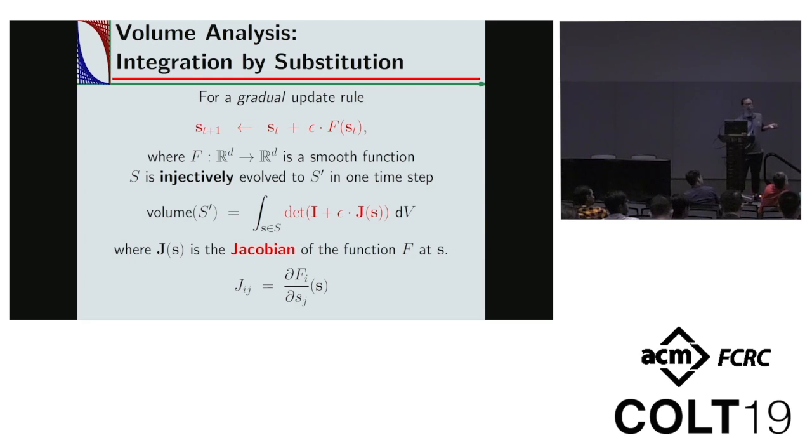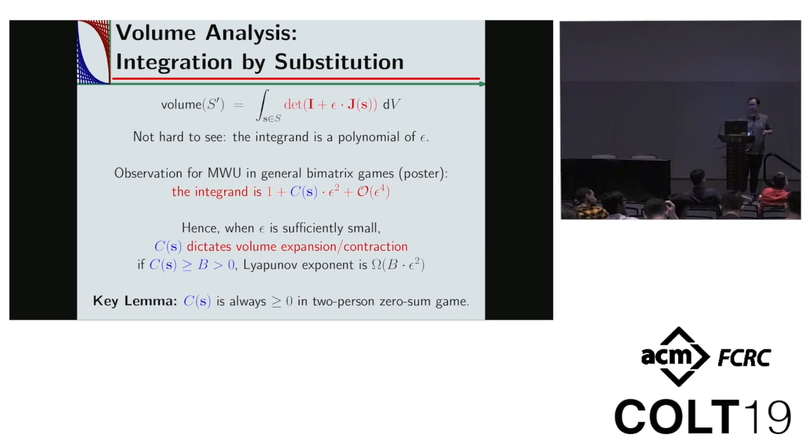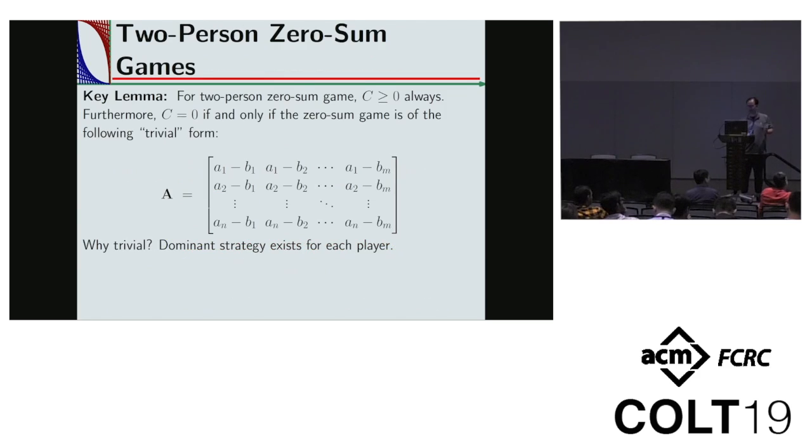Here is a simplified version of integration by substitution. There is an update rule that is s_t plus epsilon, the step size, times some function f. If this iterative rule is injective from a set S to S', then the volume of S' can be computed using an integral, which is the determinant of some matrix that involves the Jacobian of f. The key message is that when you expand the determinant, for the MWU case, the integrand will be 1 plus C epsilon squared plus epsilon to the power 4. The constant C here dictates whether the volume expands or contracts. And our key lemma in this paper is that C is always 0 in a two-person zero-sum game.